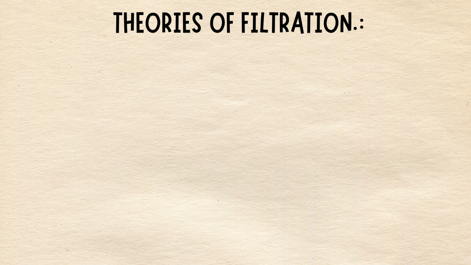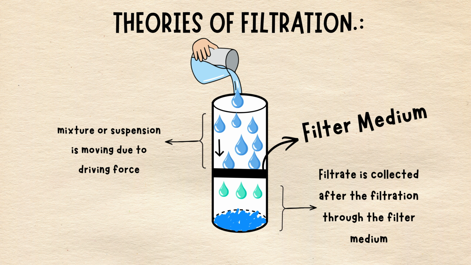Now let's watch the picture carefully. In this picture, one person is pouring the suspension from above, and the suspension is flowing due to the gravitational force. It is the driving force of that liquid. In the middle part of the cylinder, the filter medium is placed, from which filtration is going on, and the filter medium applies some resistance, for which the initial velocity of the liquid becomes slow. And finally, below, a chamber is present which is collecting the filtrate.